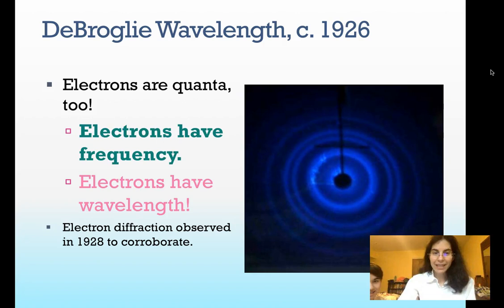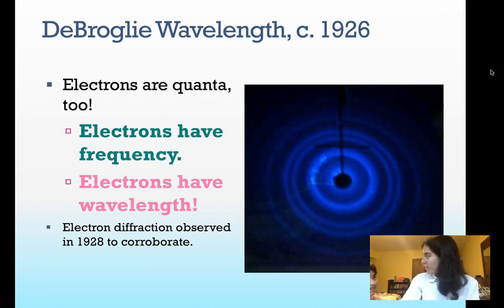Electrons diffract. That means they have frequency. And if they have frequency, that means they have wavelength. De Broglie worked out the theory in 1926. I present it to you now because it was confirmed in the lab with this experiment 2 years later. Electrons have frequency and wavelength. They are as much waves as they are particles. Bet they didn't teach you that in middle school science.